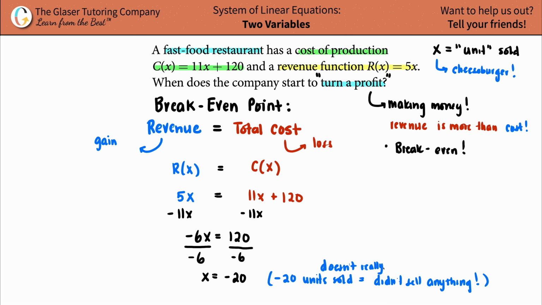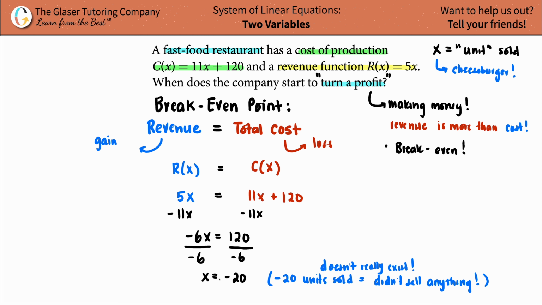So if your break-even value is a negative, maybe you should close the shop, right? Because technically, you're never going to turn a profit here. The math is just not telling us so, right? And you can see that if we had sold 5 units, 5 cheeseburgers, if I plug in 5 for this and 5 for this, the cost value is way higher than how much we make. So that's not good, right?